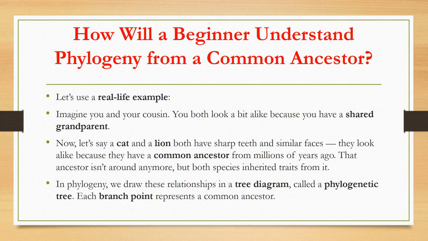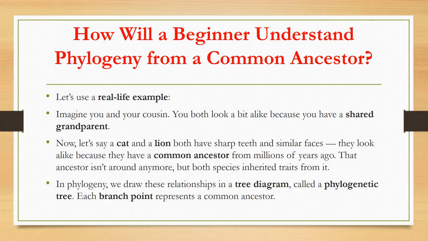How will a beginner understand phylogeny from a common ancestor? Let's use a real life example. Imagine you and your cousin. You both look a bit alike because you have a shared grandparent. Now, let's say a cat and a lion. Both have sharp teeth and similar faces. They look alike because they have a common ancestor from millions of years ago. That ancestor isn't around anymore, but both species inherited traits from it.